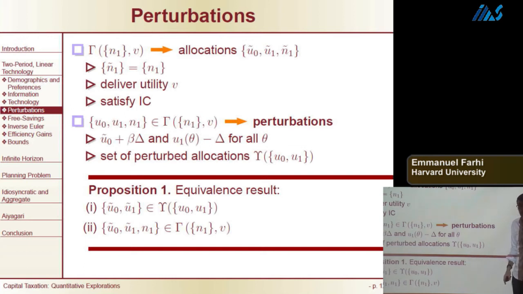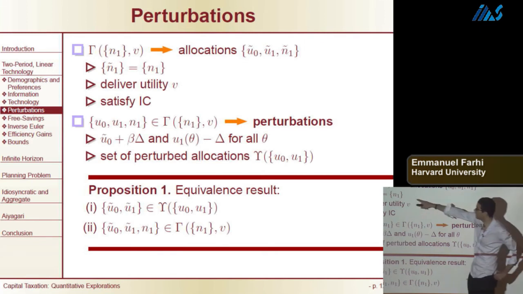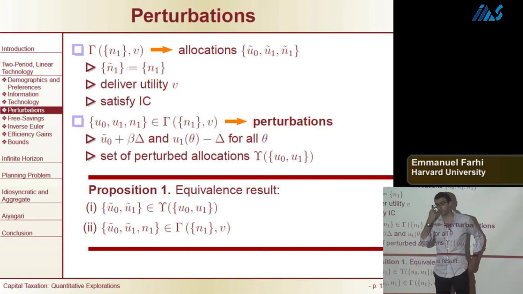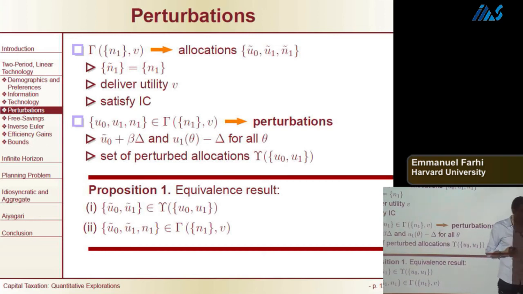Why is the labor allocation constant? Because I impose it. It's the way I define this set. This is the set of allocations that have the same labor allocation, deliver some utility V, and are incentive compatible. I'm not perturbing the labor allocation, so I stay in this set.